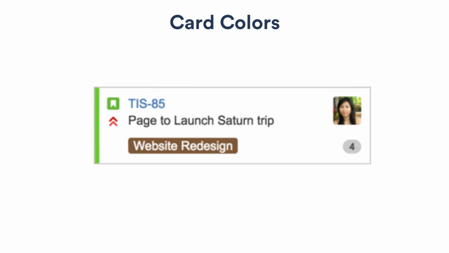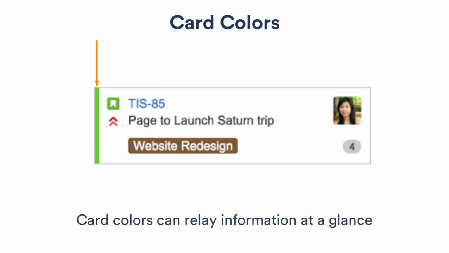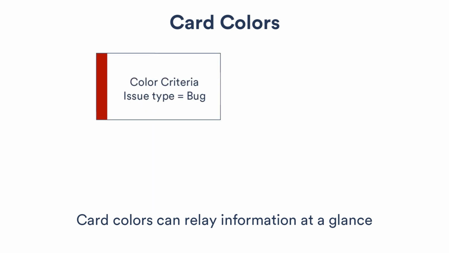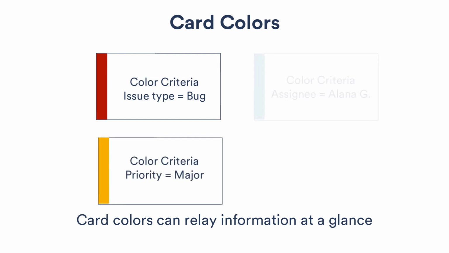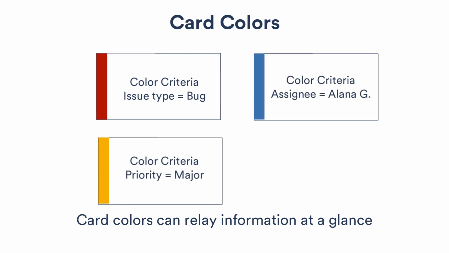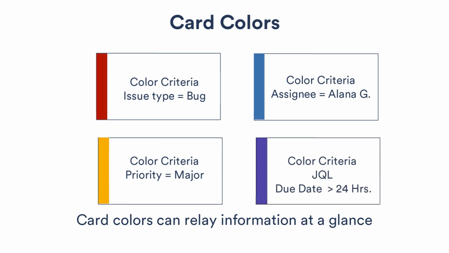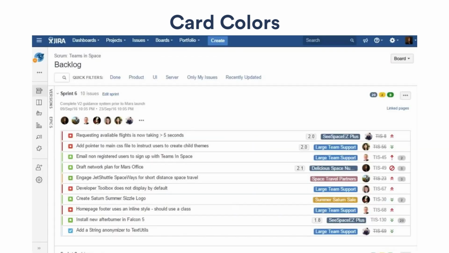What we're talking about is adding a color band to the card that's based on a characteristic of the issue. So what characteristics can you distinguish with color? The short list is issue type, priority, assignee. You can also base card color on a JQL query, which makes the list of possibilities pretty much limitless.